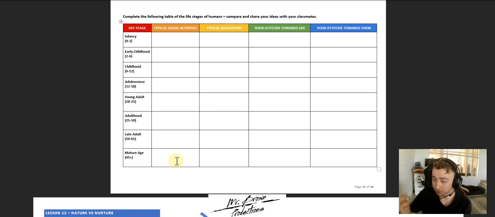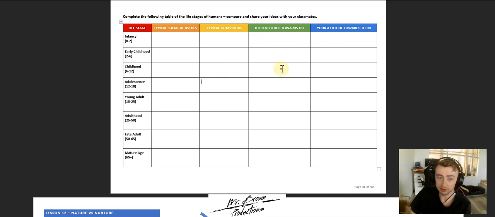Again, they're just the typical, stereotypical social activities we associate, because once you fill out this whole table, I want you to compare it with your classmates and see if you got similar things. So that's typical social activities. Typical behaviours are just little behaviours. So for example, for adolescents, the typical behaviour is that they participate in a lot of risk taking. They might be rude, entitled, that sort of thing.